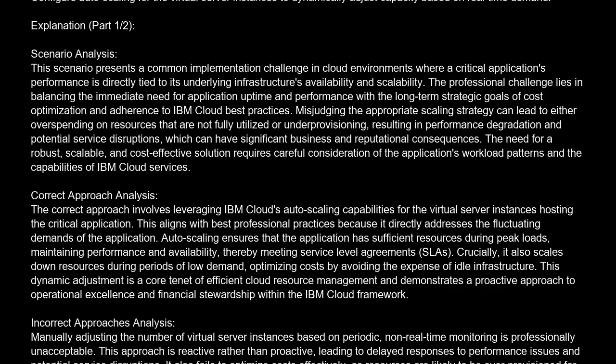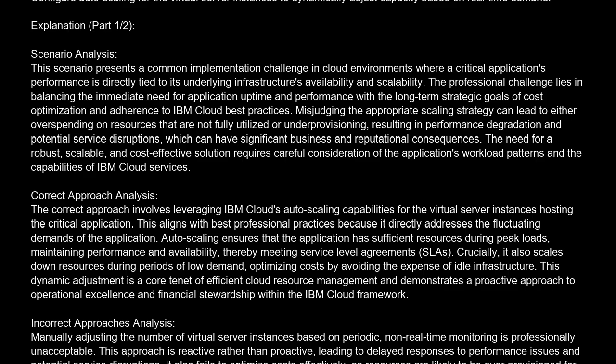The professional challenge lies in balancing the immediate need for application uptime and performance with the long-term strategic goals of cost optimization and adherence to IBM Cloud best practices. Misjudging the appropriate scaling strategy can lead to either overspending on resources that are not fully utilized or under-provisioning, resulting in performance degradation and potential service disruptions, which can have significant business and reputational consequences. The need for a robust, scalable, and cost-effective solution requires careful consideration of the application's workload patterns and the capabilities of IBM Cloud services. Correct approach analysis.